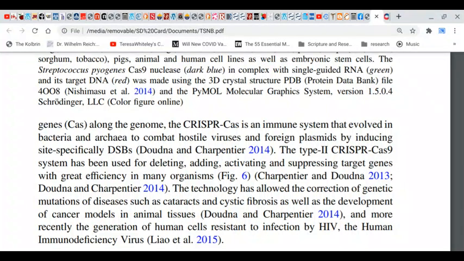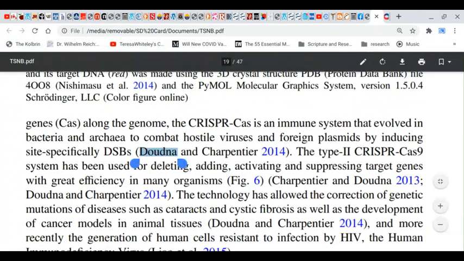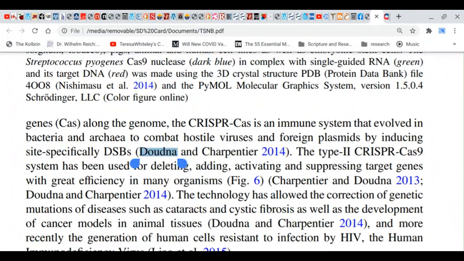CRISPR-Cas is an immune system that evolved in bacteria and archaea to combat hostile viruses and foreign plasmids by inducing site-specific double-stranded breaks. And I just love this woman's name, Doudna, DNA. It's all the world's a stage, and sometimes it's so in your face.